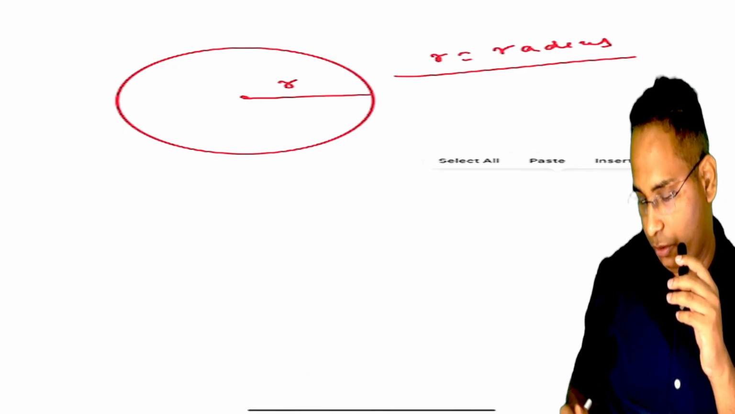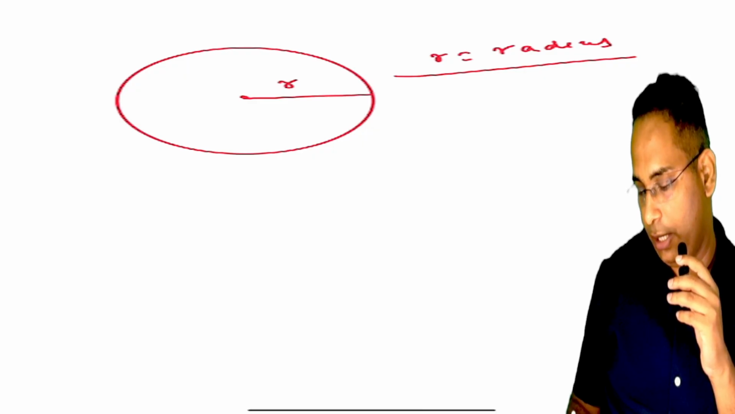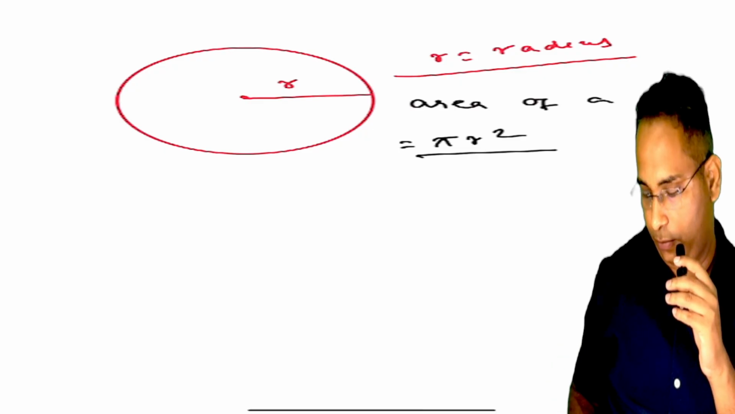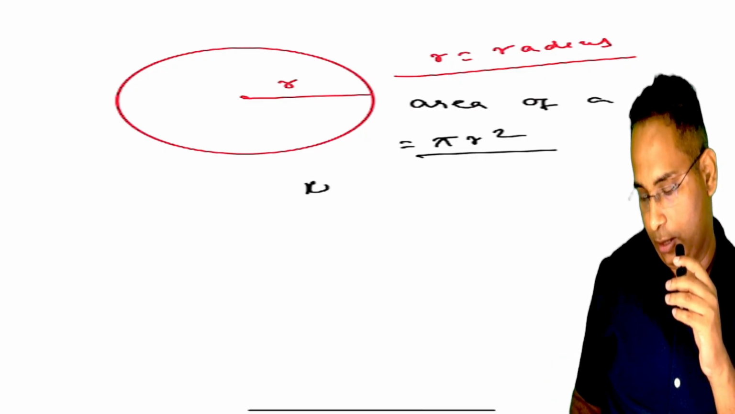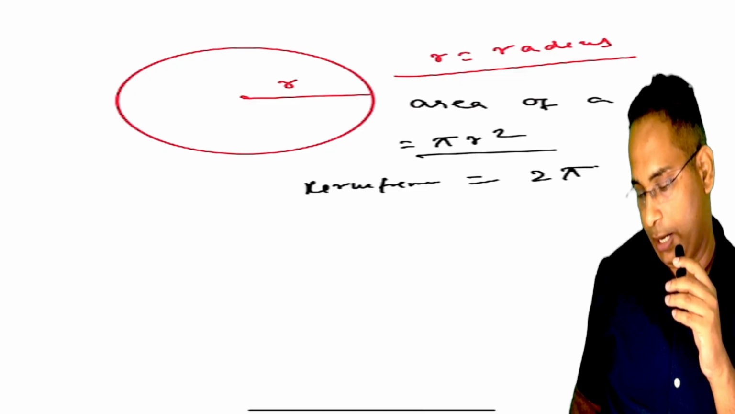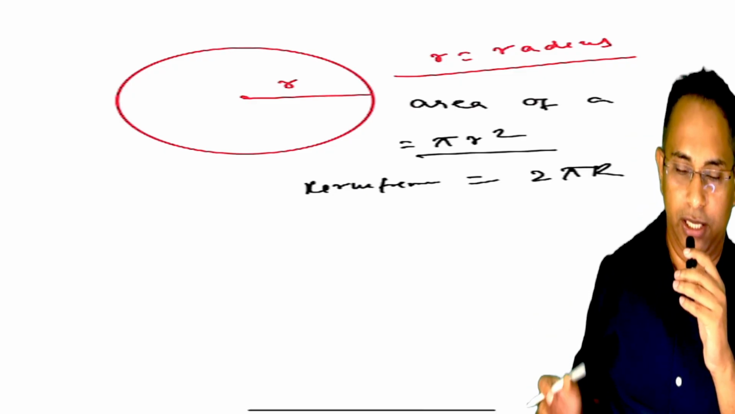First, just memorize: the area of a circle is pi r square. Done. And the circumference of a circle is 2 pi r. Okay, this was the background.